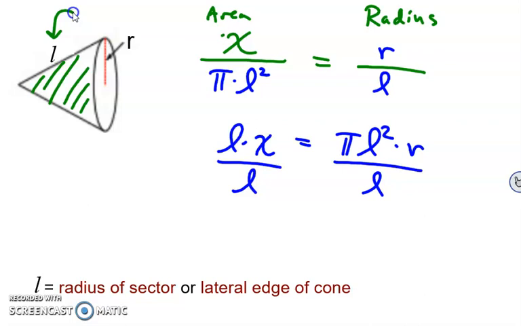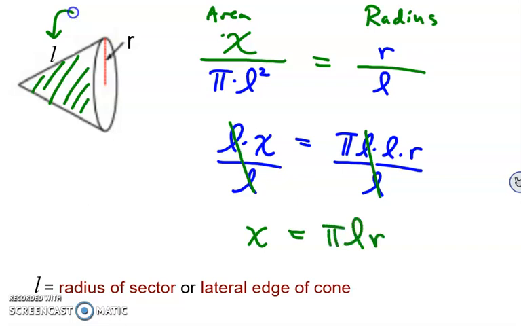So when you do that, hopefully you notice that we have a bunch of L's. On the left side, L divided by L is going to be just simply X. On the right side, I'm going to rewrite this a bit. So instead of doing L squared, I'm going to do L times L times the R. And like I did on the left side, I do have an L divided by L, which would be, again, the value of 1, as long as L is not 0. So on the right side, what we're left with is pi L R.